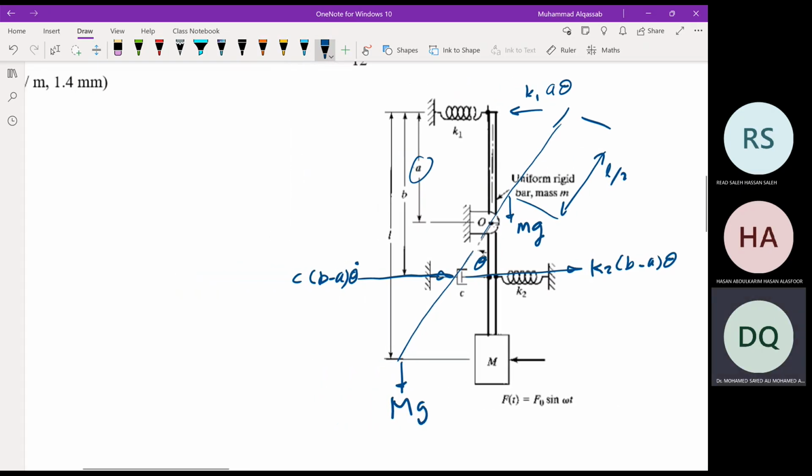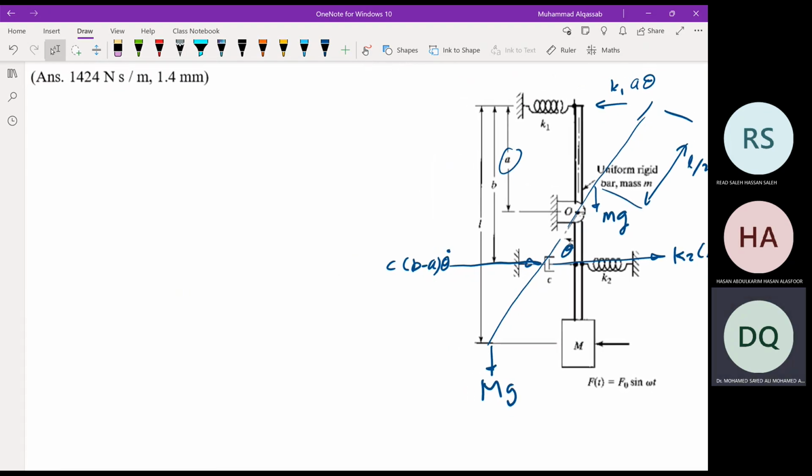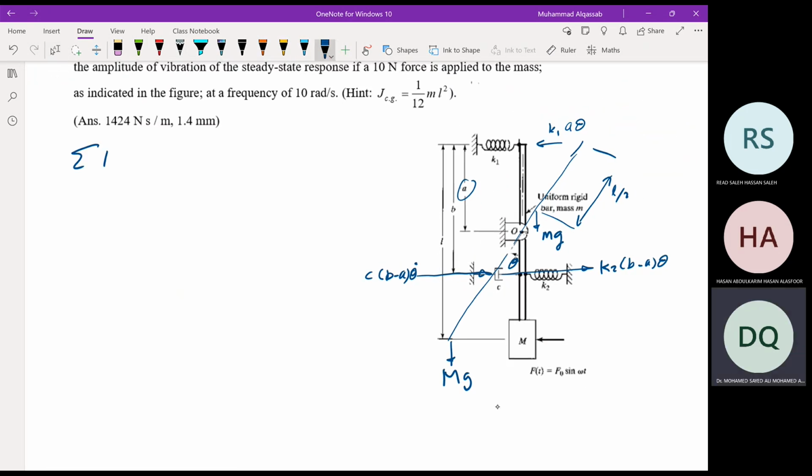And then we take the sum of moments about O equal to J theta double dot. Okay, and it will be a summation because we have two masses. So sum of forces, sum of moments equal to the sum of J theta double dot. Okay, regarding the left hand side, we start from the top.